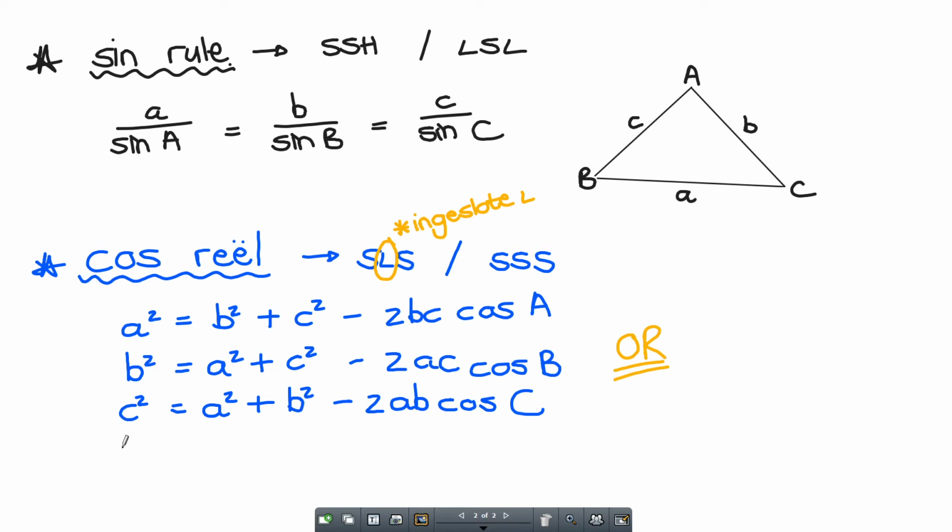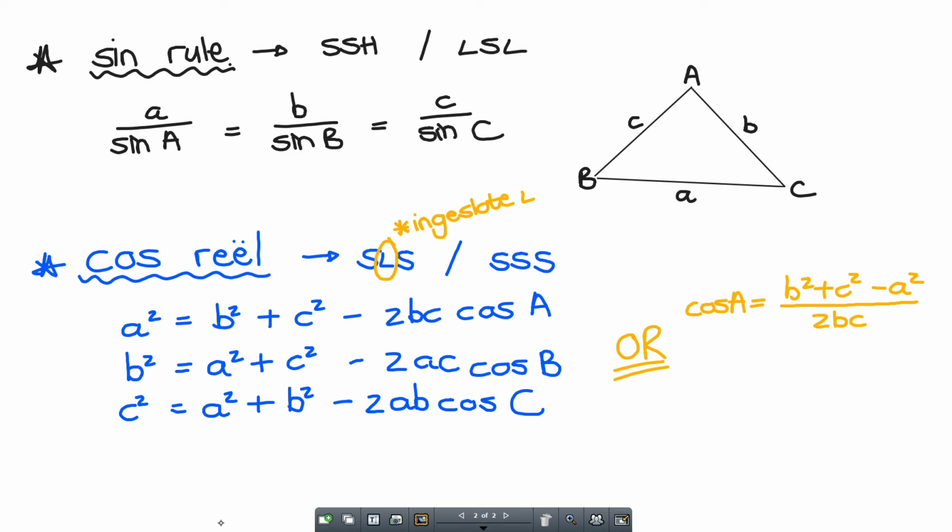Okay, so the opposite of that is if I want to work out an angle. So then I'm going to say cos A would be b squared plus c squared minus a squared over 2bc. Kom ek wys gou vir jou hoe ek daar gekom het, né?